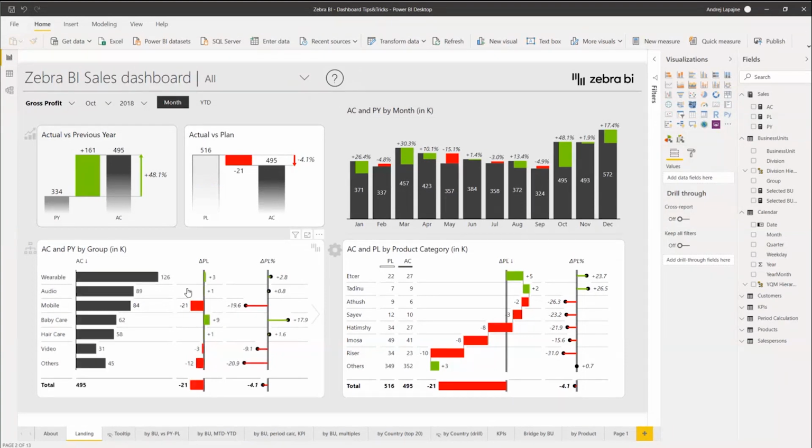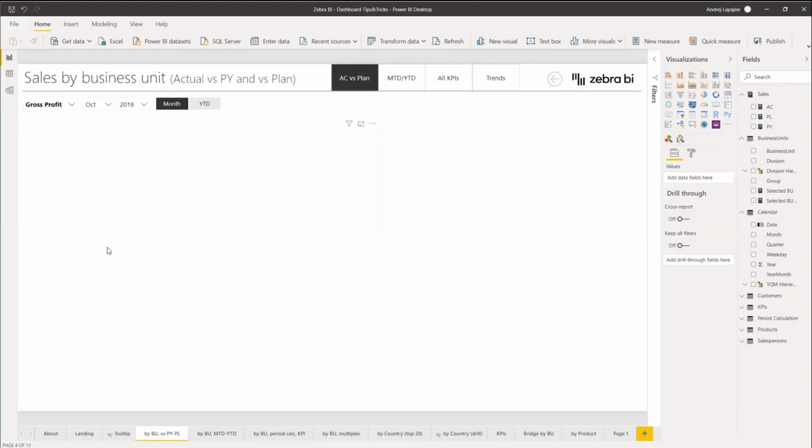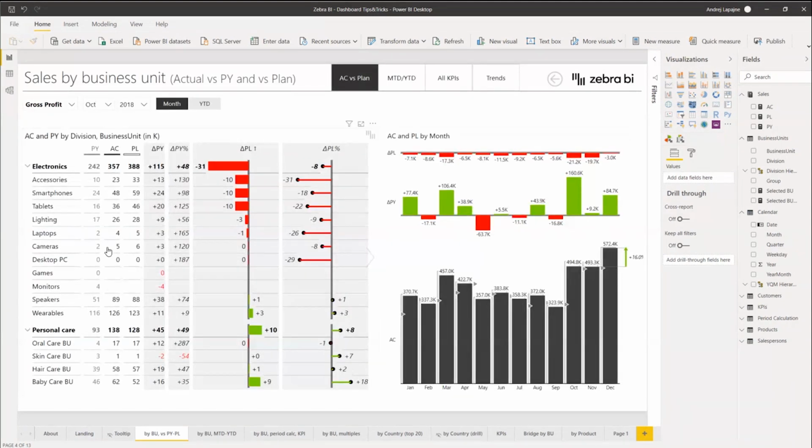And then, you see, I only have the slicers here, and then everything else is done through navigation. The navigation should go through the front page, through the landing page, to the detail. For example, here, these are my business units. I have a transparent button. So if I click here, I will get more detailed reports by business unit.